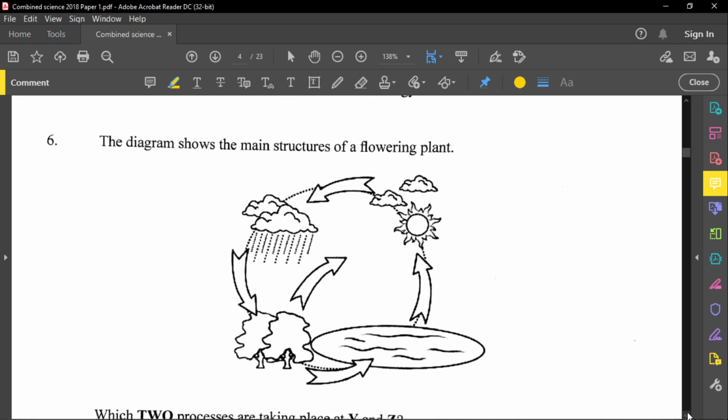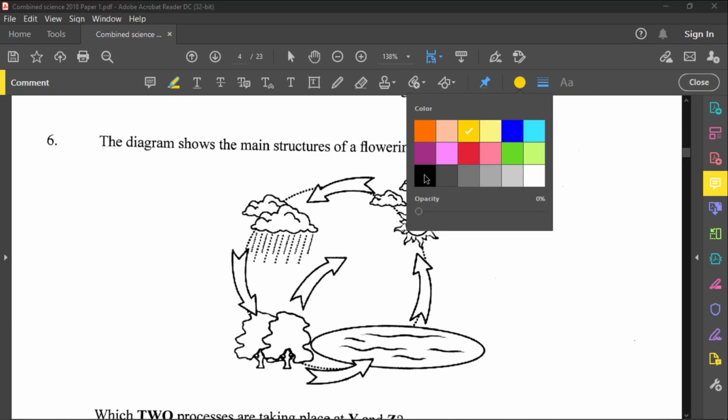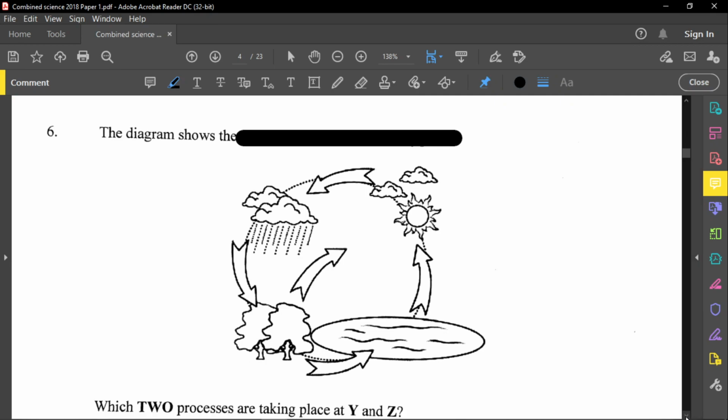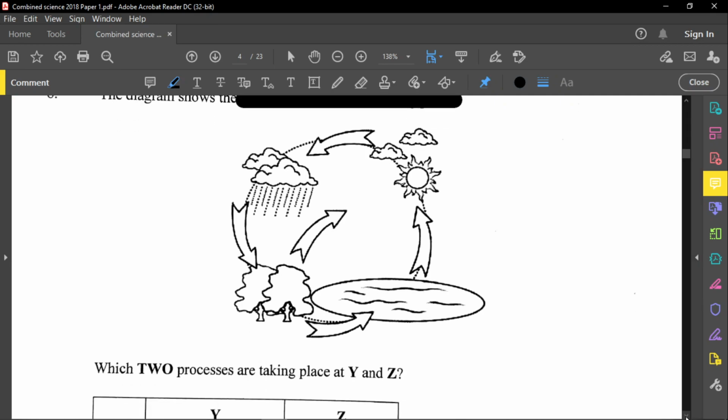For question number 6, it says a diagram shows the main structure of a flowering plant, but there's no flowering plant right here, so this is a typo. So let me just get rid of that little piece right here. What is showing right here is the water cycle. Okay, so this shows the water cycle. And so let's go to the question. The question says what 2 processes are taking place at Y and Z. There's no Y and Z there.